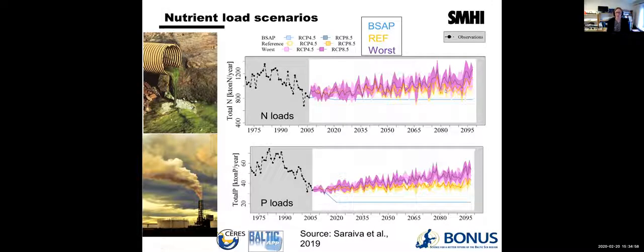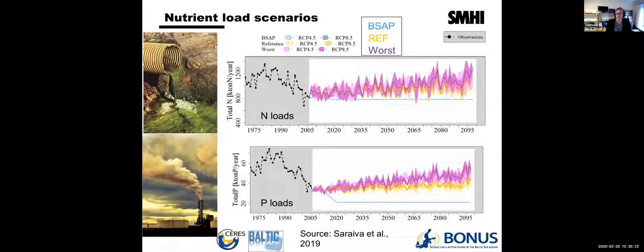And for phosphorus, we can see that we have a bit further to go before we reach the Baltic Sea Action Plan level of phosphorus load. Then we keep it at the maximum level here too, while the phosphorus for the worst case and reference scenarios increases a little bit more with time.